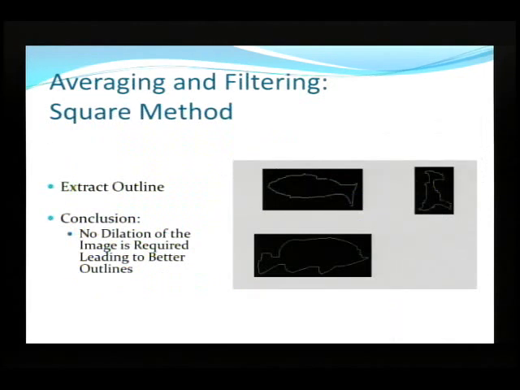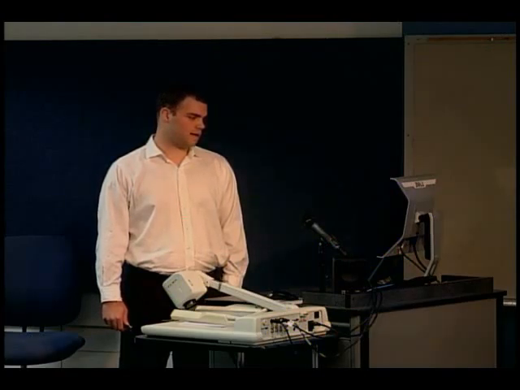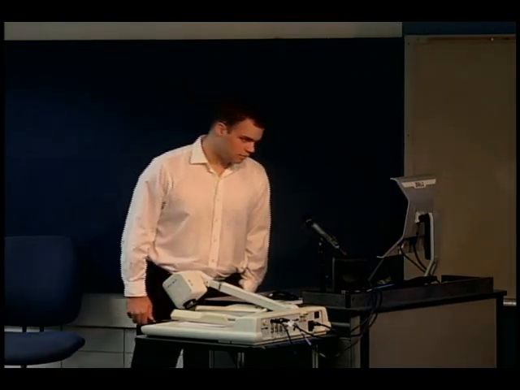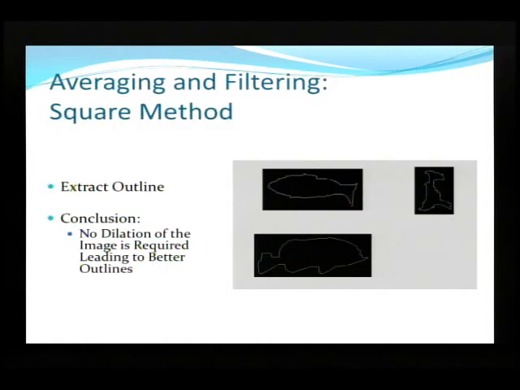Next, we had to extract the outline, and those are results from the outline detection. The advantages of this square method is that no dilation or erosion is required, so it leads to a better outline. But some problems are the outline's a little rigid in places, and it's not the best outline because we don't have a great background.